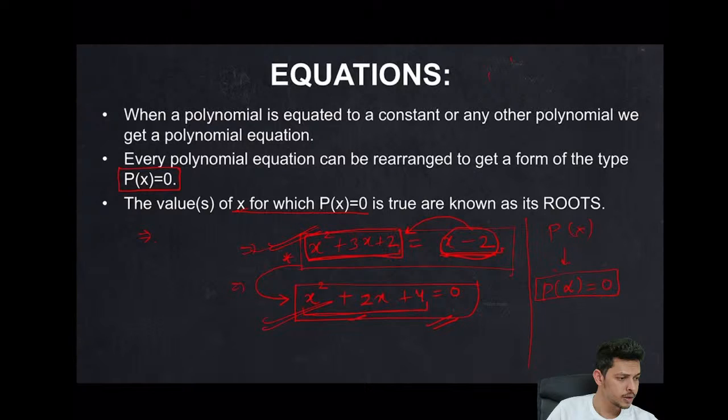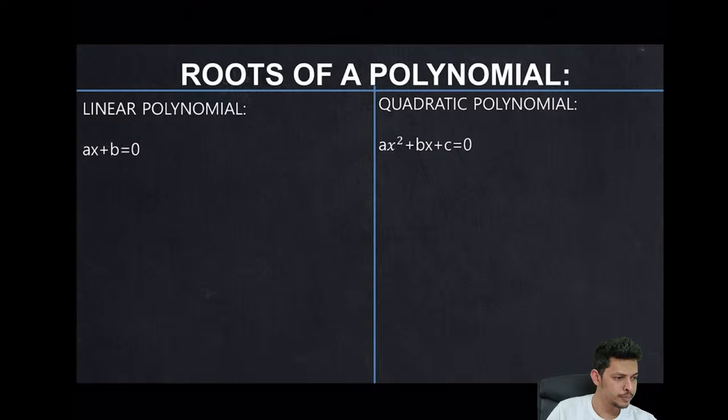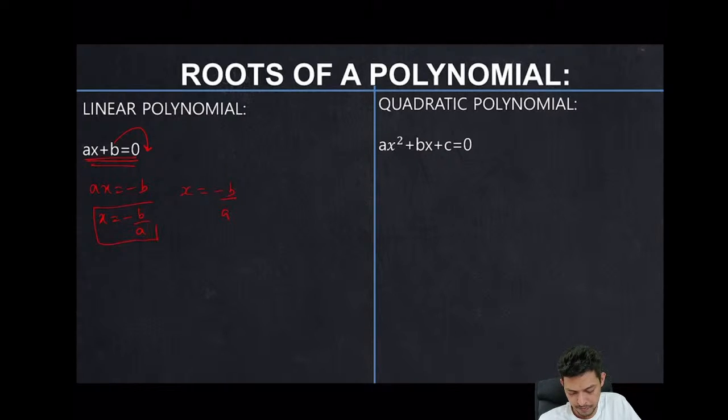Now let's try to learn how to find roots of a linear polynomial and a quadratic polynomial. For a linear polynomial, finding roots is a child's play. We all know how to do it. Given a linear polynomial of the type ax plus b is equal to 0, the root of this polynomial will be written as x is equal to minus b by a. How do you get it? You simply shift this b to the right hand side, so ax becomes minus b, and this becomes minus b by a.